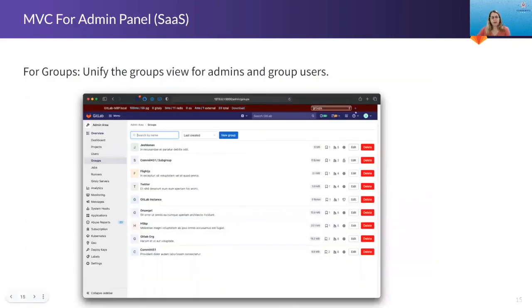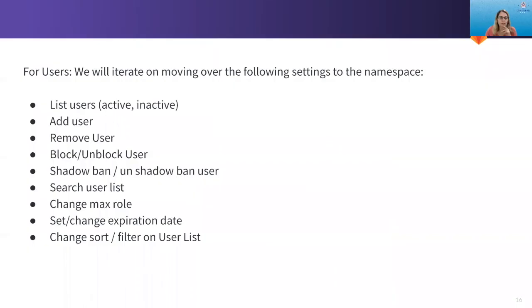So going back to the admin panel, our MVC is unifying the groups view for admins and group users. We're already midway through doing this. We already completed the ability to edit and delete, which links to the group settings and allows you to remove it directly from the settings. And for users, we have a full plan of iteration, starting with read-only capabilities for listing users and the ability to search users. Then slowly we will add more active capabilities like add, remove, blocking, and banning users, again for provisioned users.